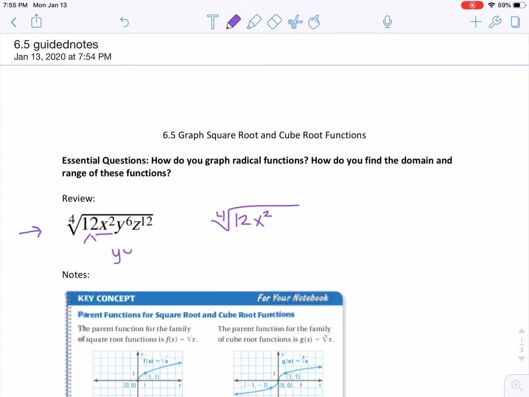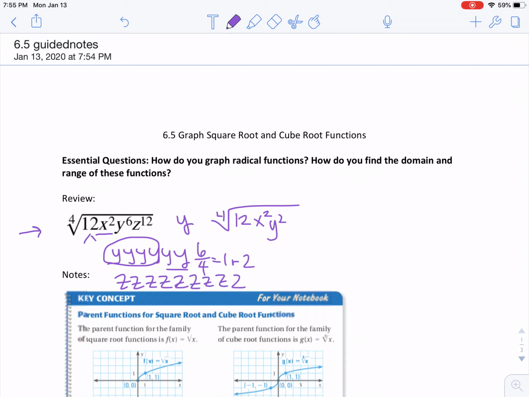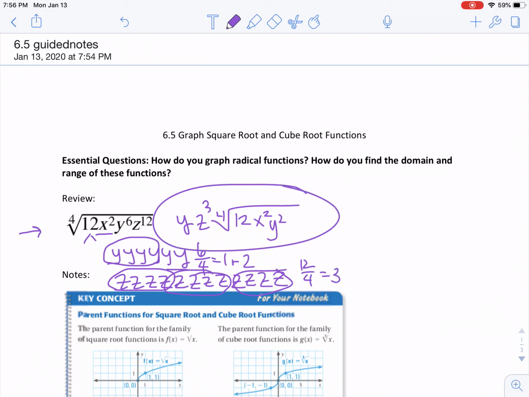For y to the 6, you have 6 y's. I want to see how many groups of 4 I can take out. Well, I can take out one group, and that's going to leave me 2 inside. The other way you can do it is take 6 divided by 4, which goes in one time with a remainder of 2. Then our z's, we have 12 of those. If you do those in groups of 4, there's 1, 2, 3 groups. So z cubed. The other way is 12 divided by 4 is 3. And so that is your simplified version.